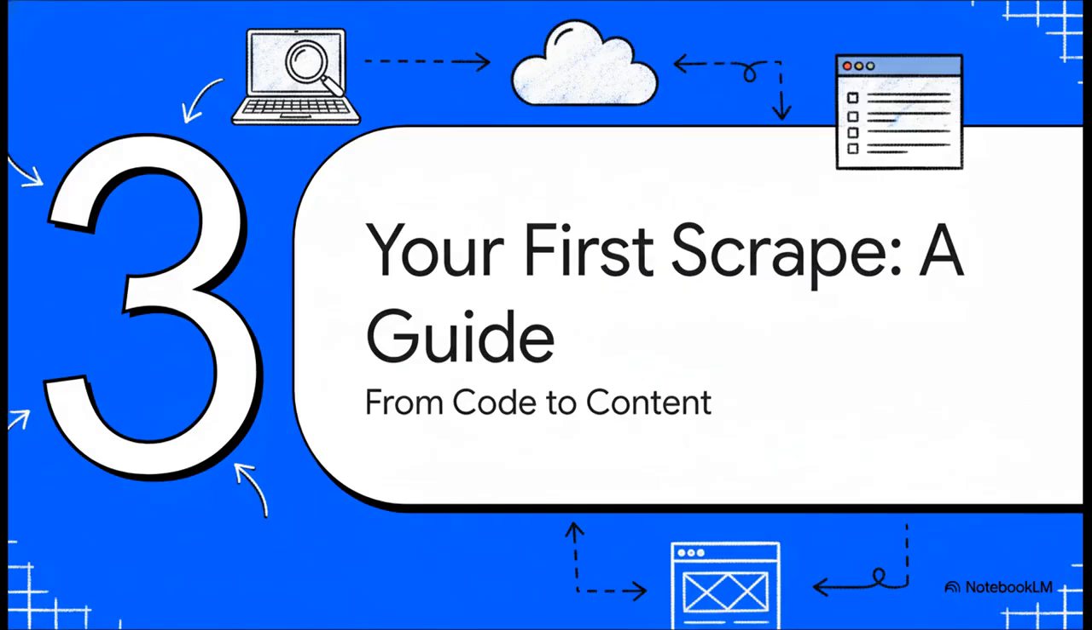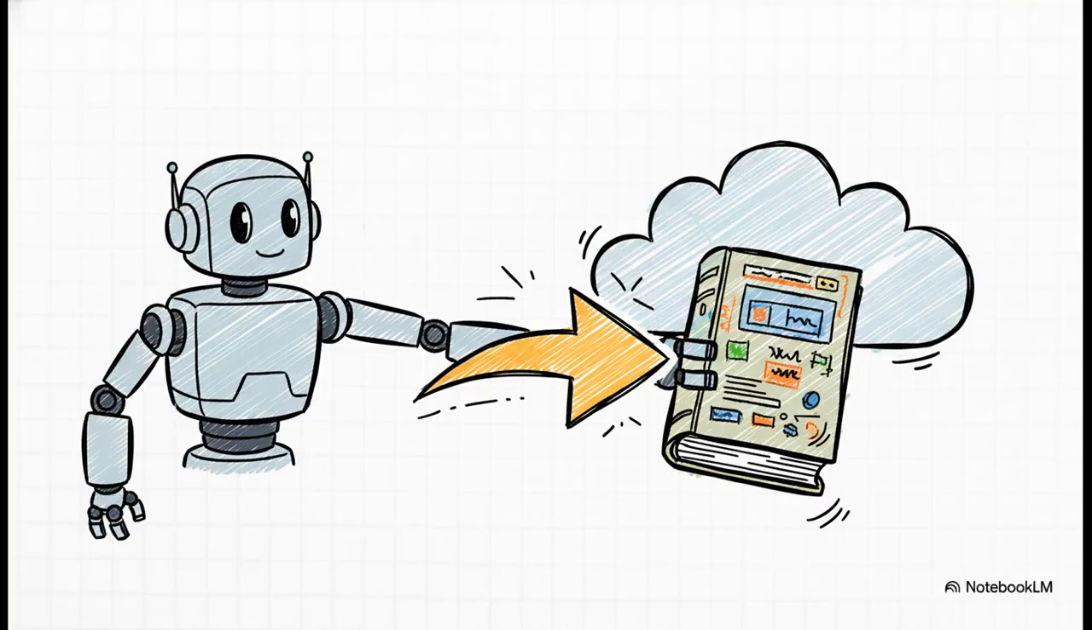Okay, theory's over. Let's get our hands dirty. It's time for your first scrape, going from code to actual content. All right, everything we're about to do hinges on one single command, Invoke-WebRequest. Seriously, this is the heart of it all. The best way to think about it is like a digital librarian. You tell it which website you want, and it goes out, grabs the entire page, and brings it right back to you, ready for you to look through.